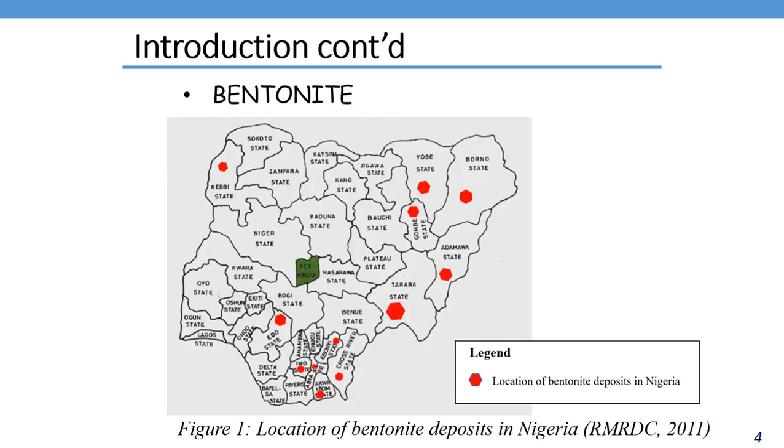This figure shows the location of bentonite deposits in Nigeria. Iram Raw Material and Development Center have reported that there are about 700 million tons of bentonite located in the northeast of Nigeria and about 90 million tons located in Edo State.